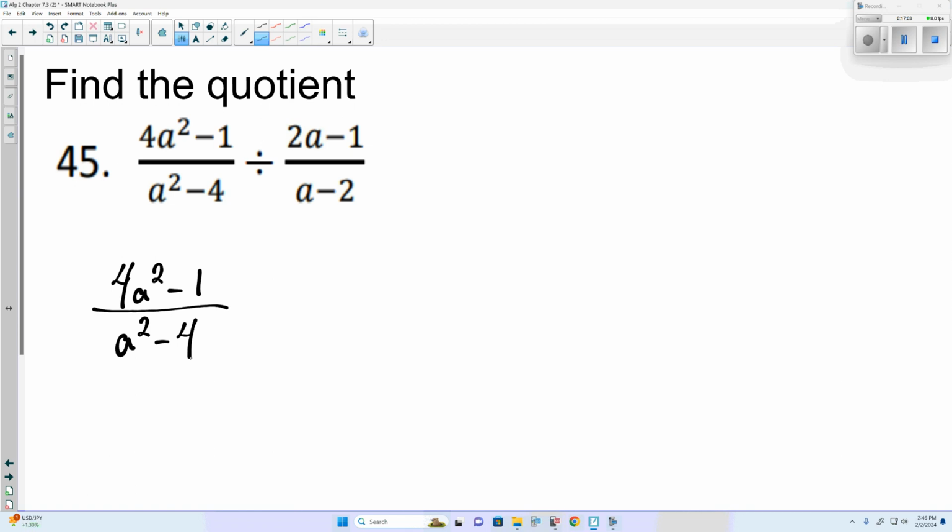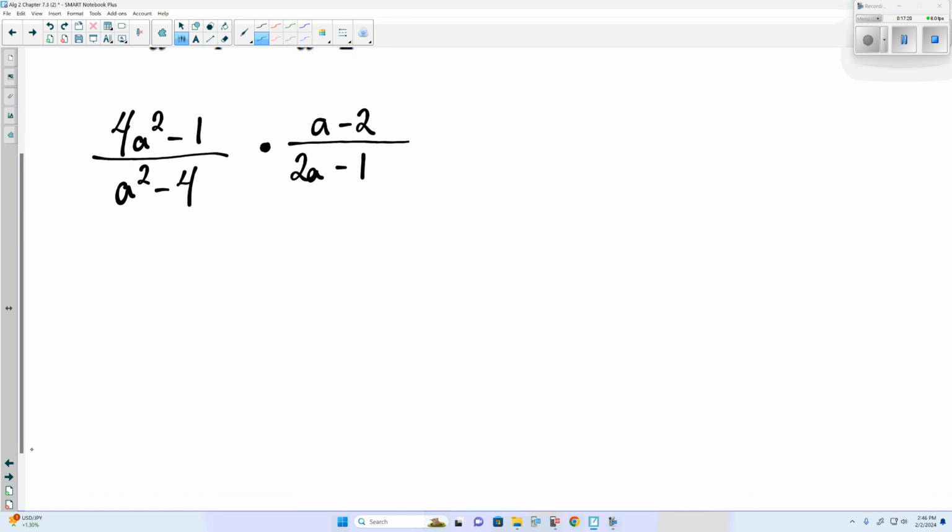We have (4a squared minus 1) over (a squared minus 4). But we're needing to change it from division to multiplication and flip the second, over 2a minus 1. Luckily for us, a minus 2 and 2a minus 1 are already simplified. We don't have to do anything to those.